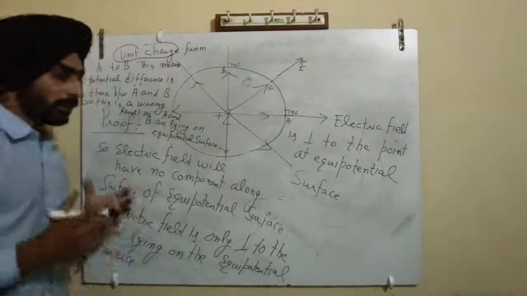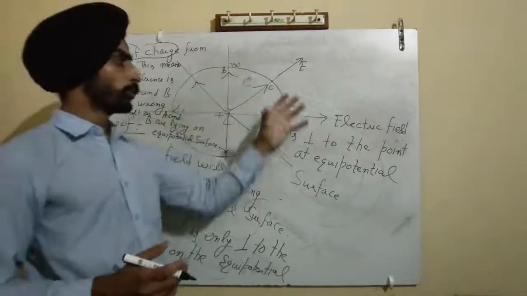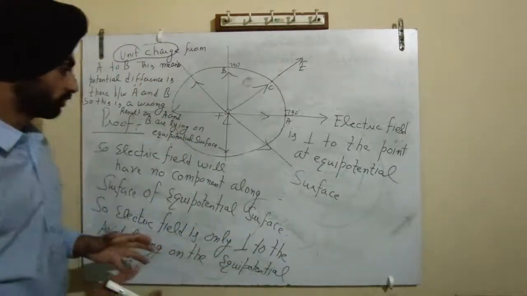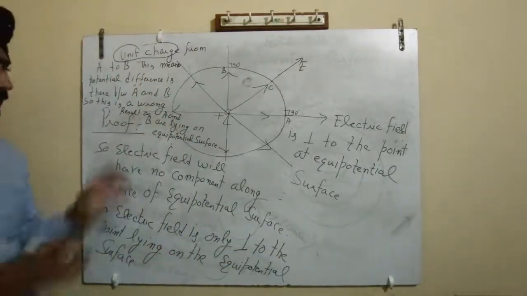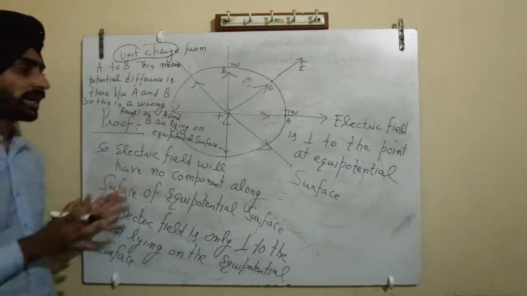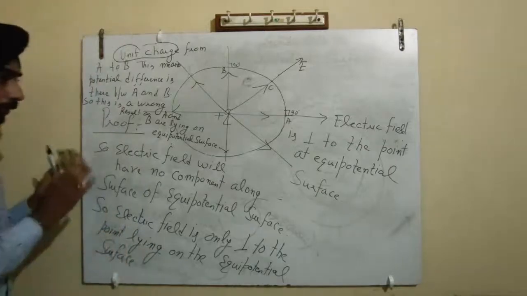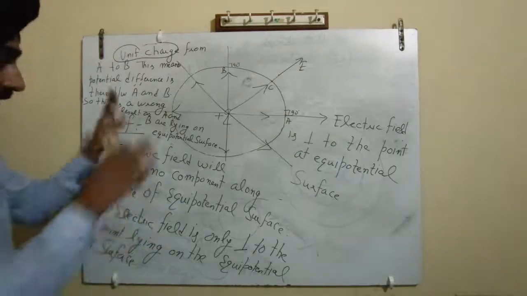They will ask: prove the electric field is normal to a point lying on the equipotential surface. So you have to make this proof. This is an important concept that can be asked in CBSE. So I am going to wrap up this concept. You can pause the video and write down these notes.